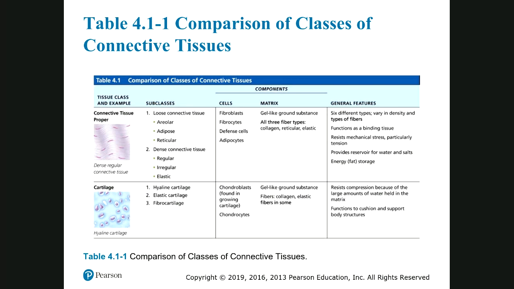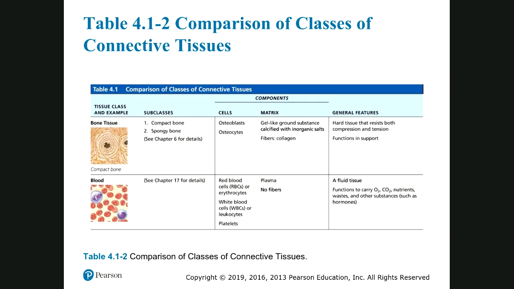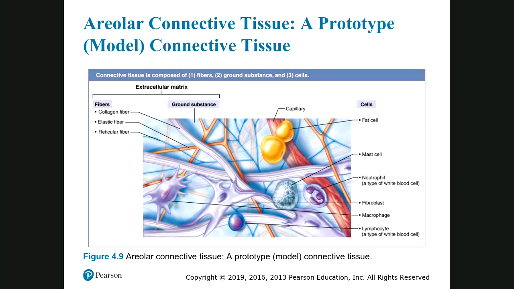Its major functions include binding and supporting, protecting, insulating, storing reserve fuel, and transporting substances within the body. Connective tissues share 2 characteristics that will set it apart from the other primary tissues found in the human body. Those 2 characteristics include having an extracellular matrix and that it arises from mesenchyme, an embryonic tissue.